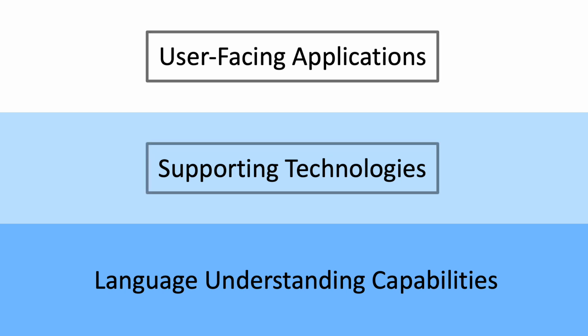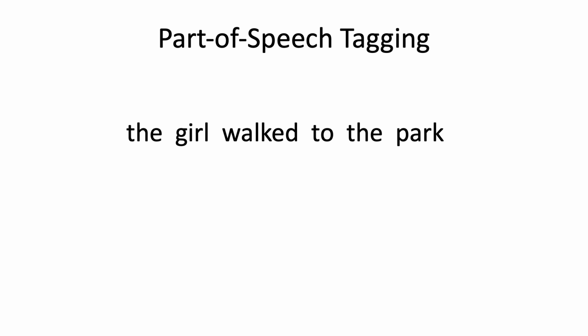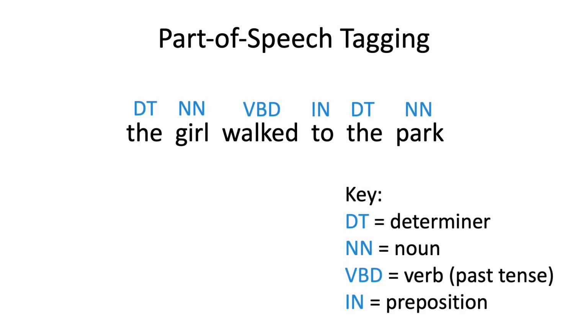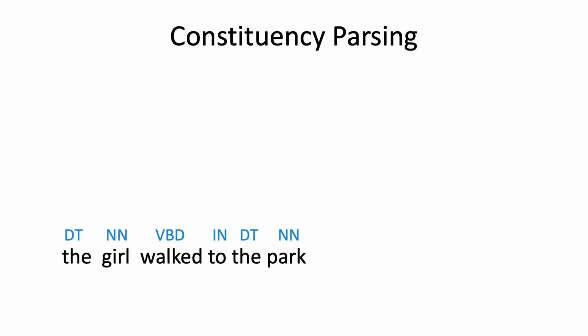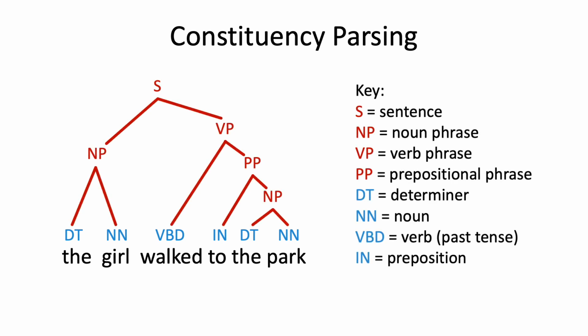The second category are problems that are not user-facing, but may be able to help us design better solutions for the user-facing applications. First, part of speech tagging, where the goal is to label each word in some piece of text with its part of speech. For example, girl is a noun, walked is a past tense verb, and so on. There are also several forms of syntactic parsing. This is constituency parsing, where in addition to part of speech tags, we want to find and label constituents and connect them in a hierarchical structure.